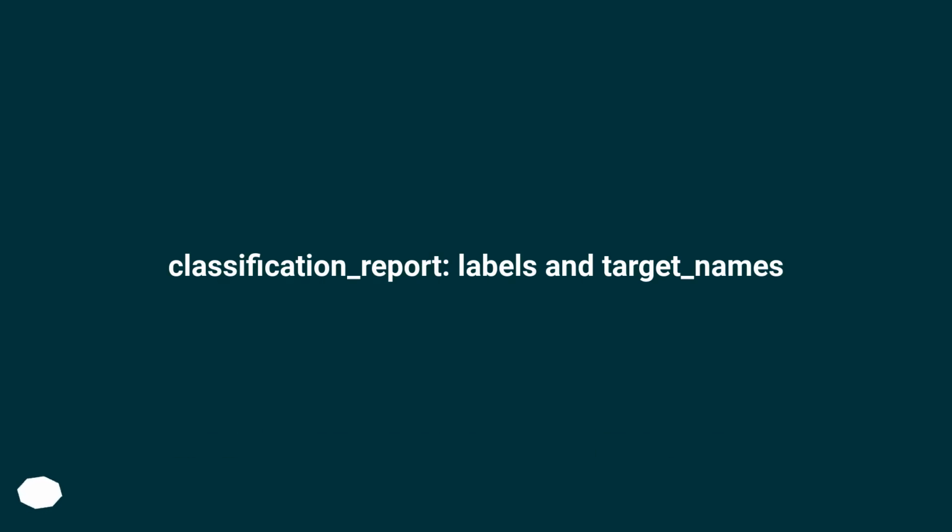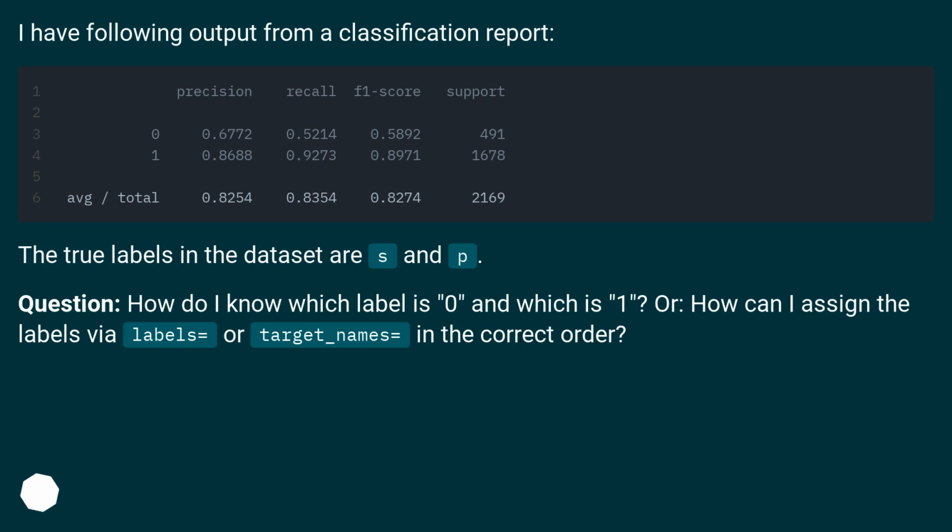Classification_report, labels and target_names. I have the following output from a classification report. The true labels in the dataset are S and P. Question: how do I know which label is 0 and which is 1? Or, how can I assign the labels via labels= or target_names= in the correct order?